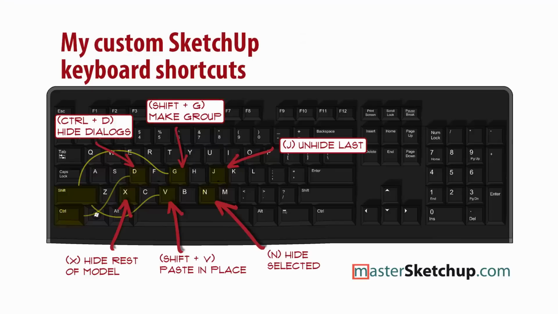The next custom keyboard shortcut I created is the letter N for hide selected and the letter J for unhide last.